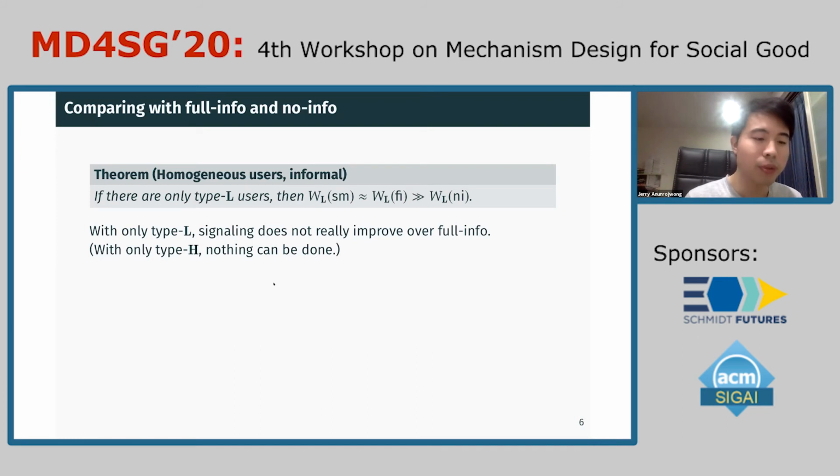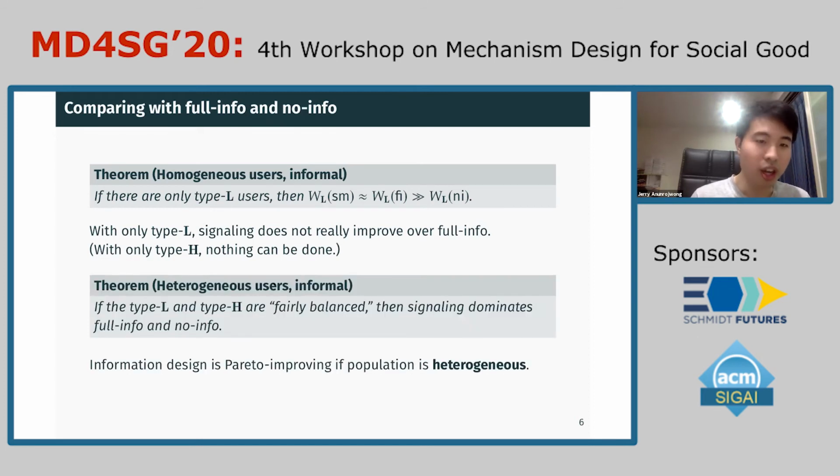Before we go to the main result, we first look at the negative result when there is no heterogeneity. Only type L users. In this case, full info is almost as good as signaling, and both are better than no info. So signaling doesn't help much relative to full info.